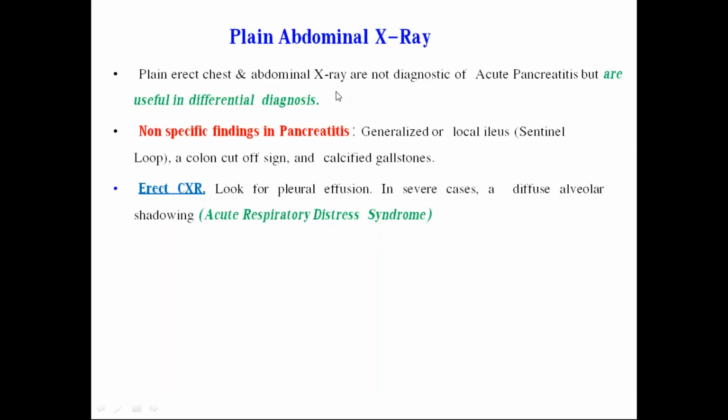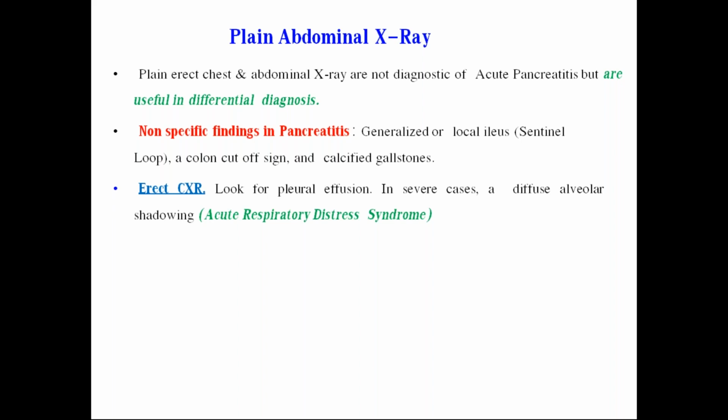So, coming to the plain abdominal X-ray, it is commonly undertaken but rarely confirms the diagnosis. In severe cases of calcific pancreatitis and stones in the pancreatic duct, we could appreciate it. There are a few non-specific findings which you need to know. One is the local ileus, sentinel loop, and the colon cutoff signs. If there is any gallstone, it can be appreciated in a plain abdominal X-ray.